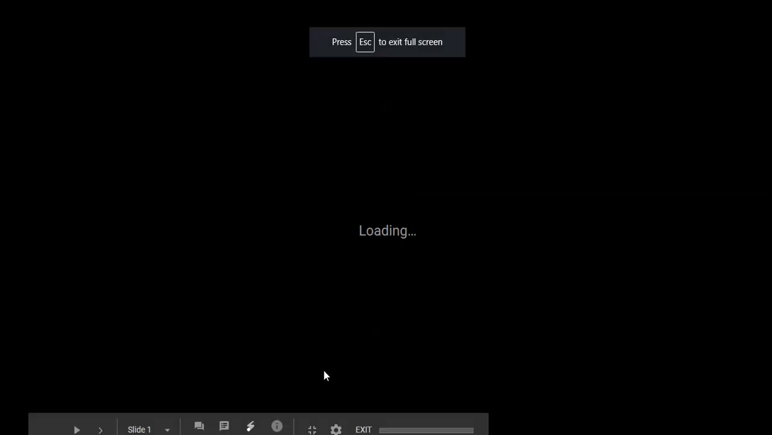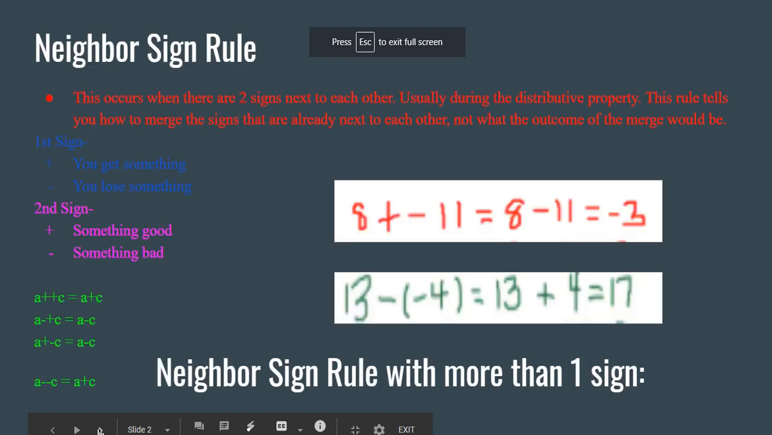I'll be talking about positive and negative numbers: adding, subtracting, multiplying, and dividing. The neighbor sign rule occurs when there are two signs next to each other, usually during the distributive property. This rule tells you how to merge the signs that are already next to each other, but not what the outcome of the merge would be. The neighbor sign rule is a tool to help you add and subtract positive and negative numbers.